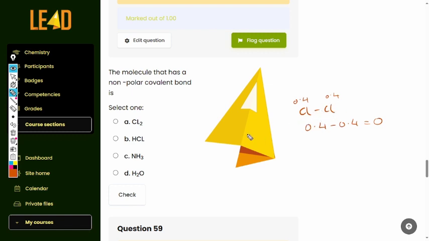The difference is 0. But for the other ones, each of these elements has different electronegative values. So none of these will give you 0, which means chlorine is the one that is closest to having a non-polar covalent bond, because the other ones will still give you a value when you subtract their electronegative values. So the answer is chlorine here.